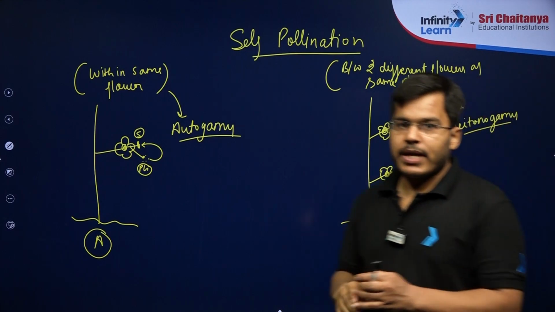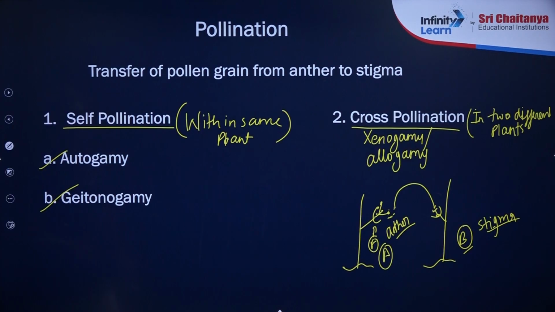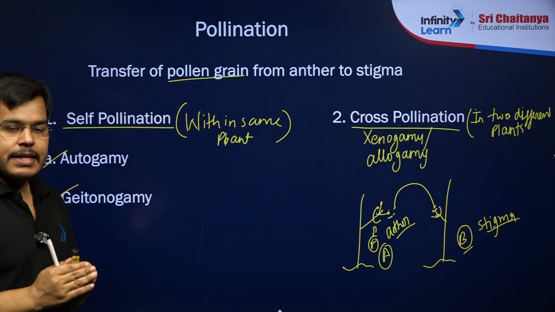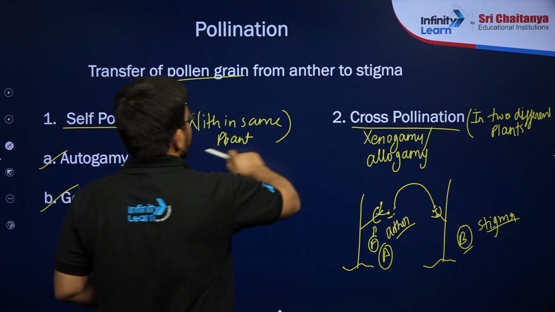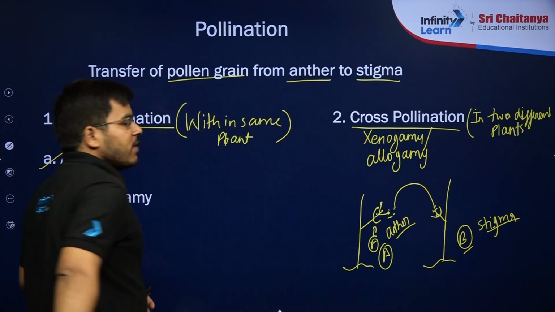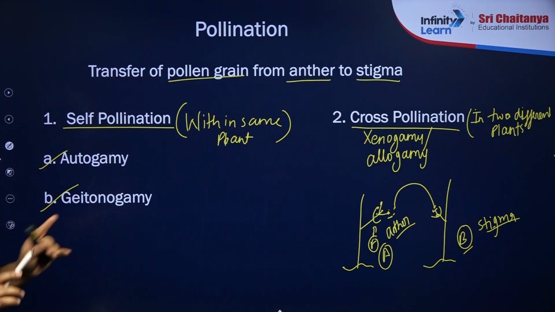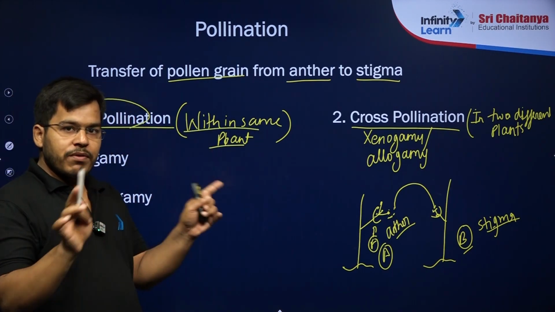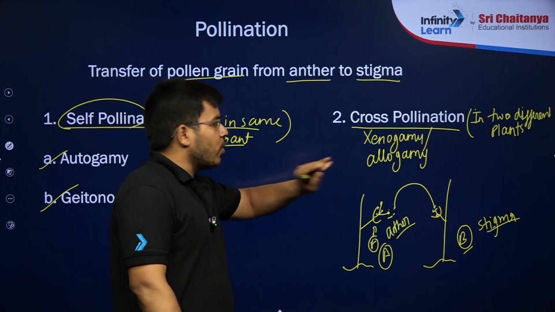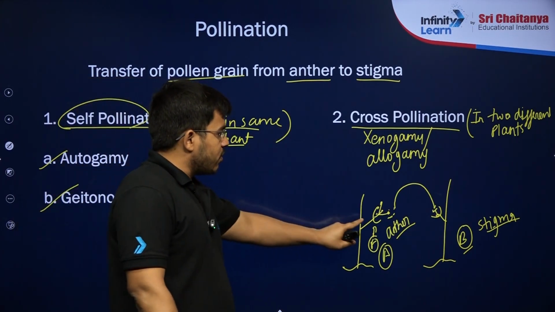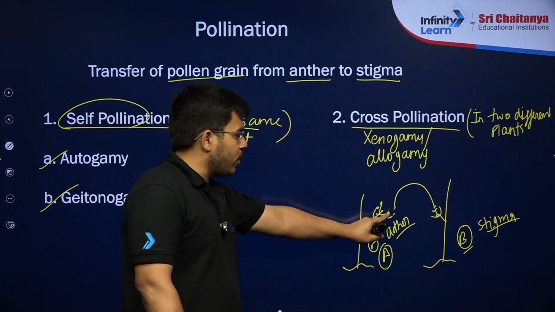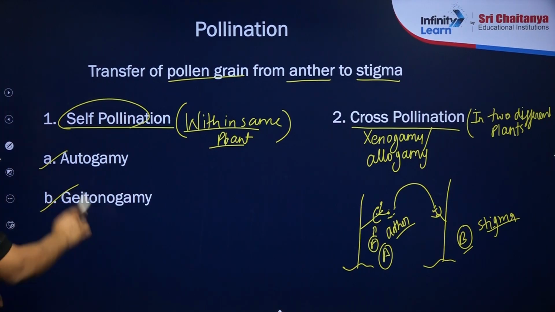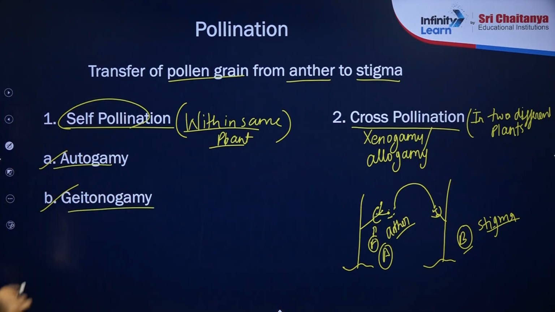So students, what you can see is pollination, that is the transfer of pollen grains, the male gametophyte containing the male gametes, from your anther to the stigma, male part to the female part. This is known as pollination. It can occur in two ways: self-pollination within the same plant, or cross-pollination between two different plants, also known as xenogamy or allogamy. So in cross-pollination, pollen grain travels from a flower of one plant to the other plant's stigma. And self-pollination can occur in two ways: autogamy and Geitonogamy.